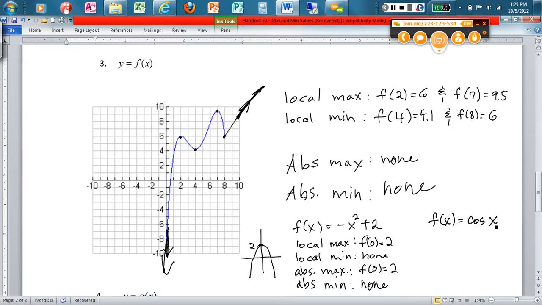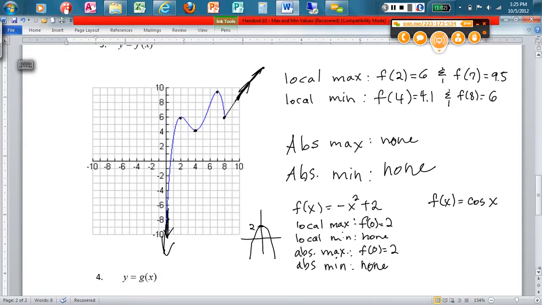Cosine. F of x equals the cosine of x. Does that have any absolute maxes and absolute mins? Oh yeah, it's got a lot of them, doesn't it? If you look at that one, graph-wise, it's basically like this, doesn't it? Cyclical curve like that. And so, yeah, we've got lots of peaks, lots of valleys. So how are you going to handle that one?